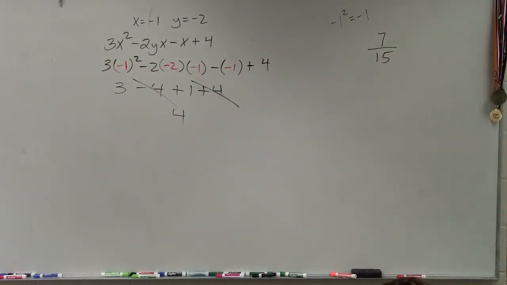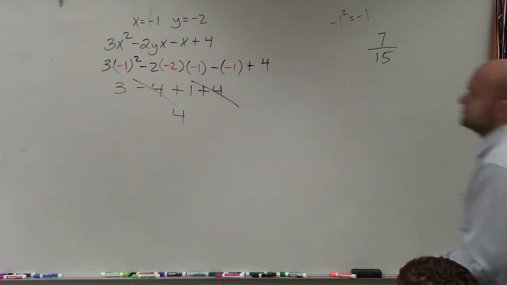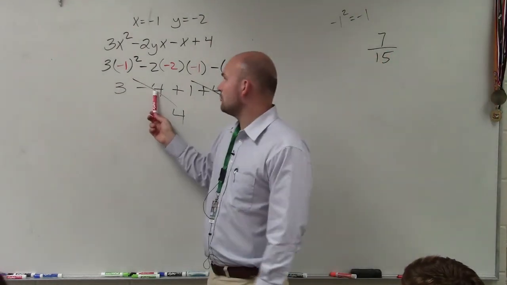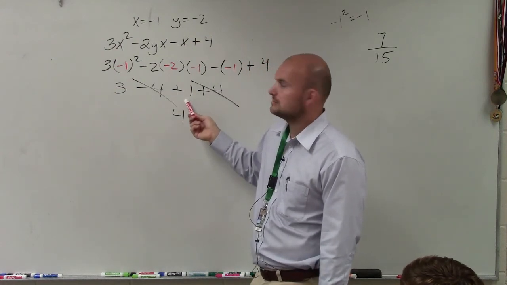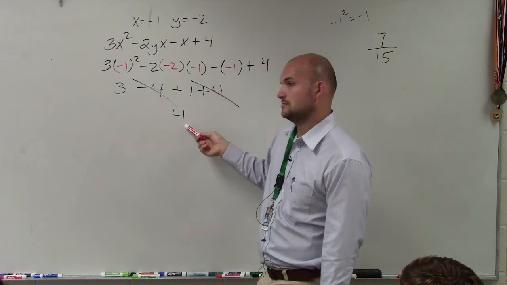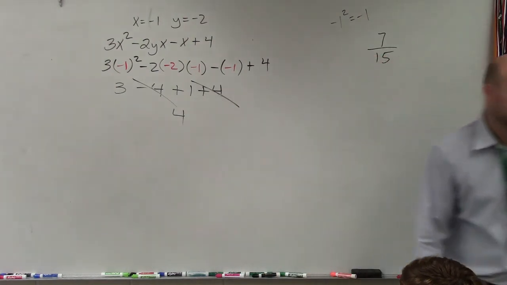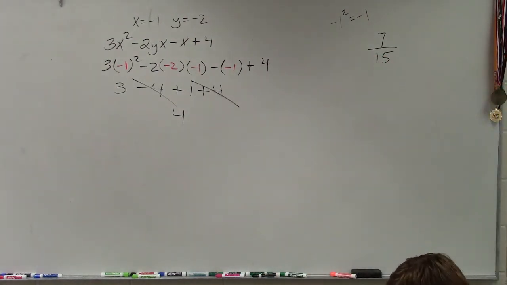I got lost after that -4. You don't have to do it my way. Just do it left to right. 3 minus 4 is what? -1. Plus 1 is? Plus 4 is? 4. So just do it left to right. You don't have to do it the way that I showed it.